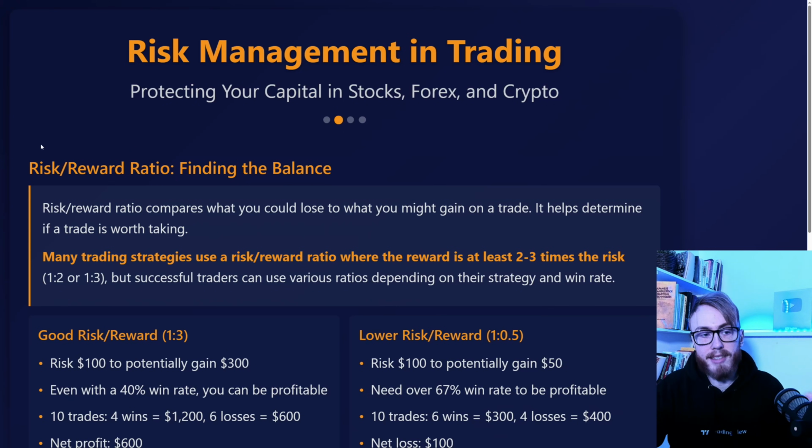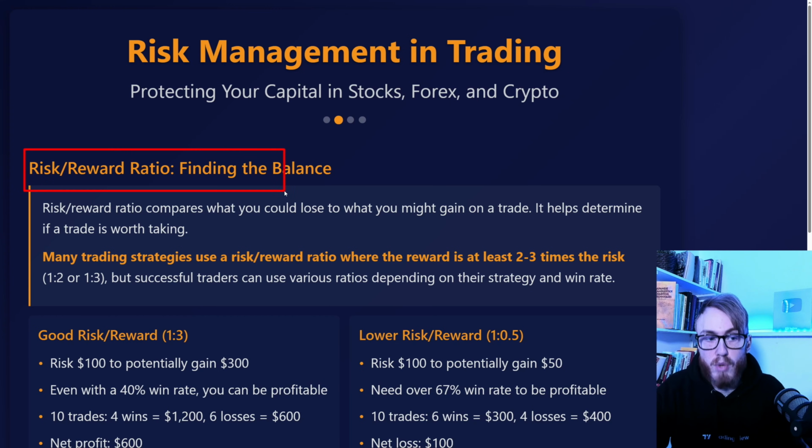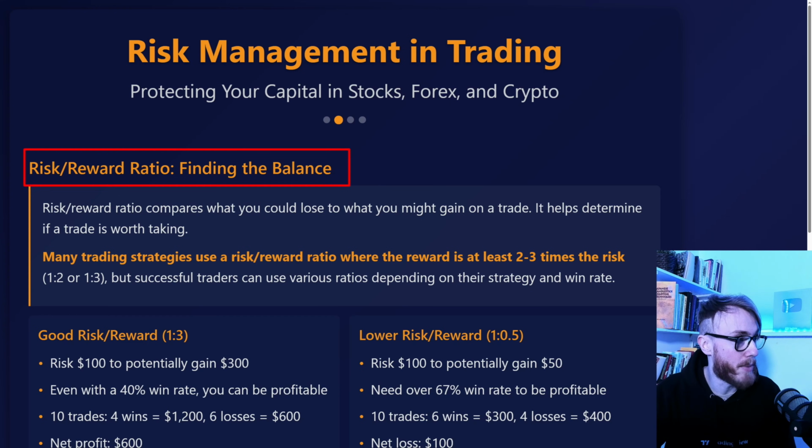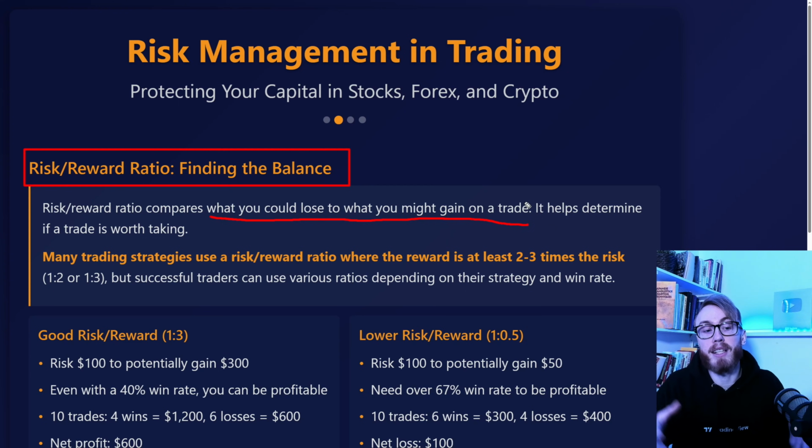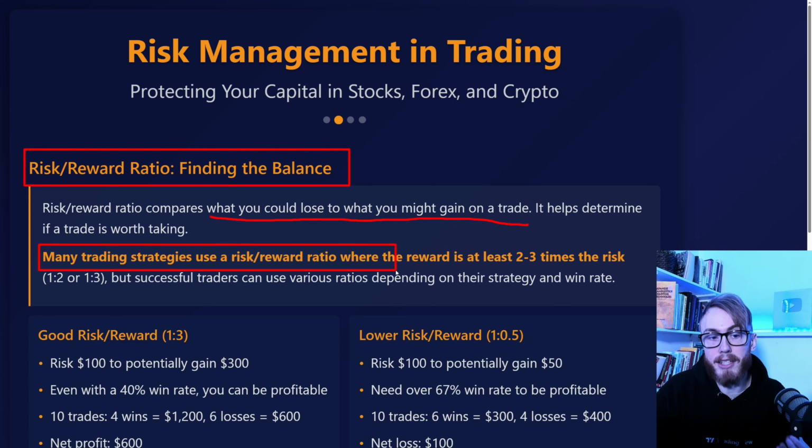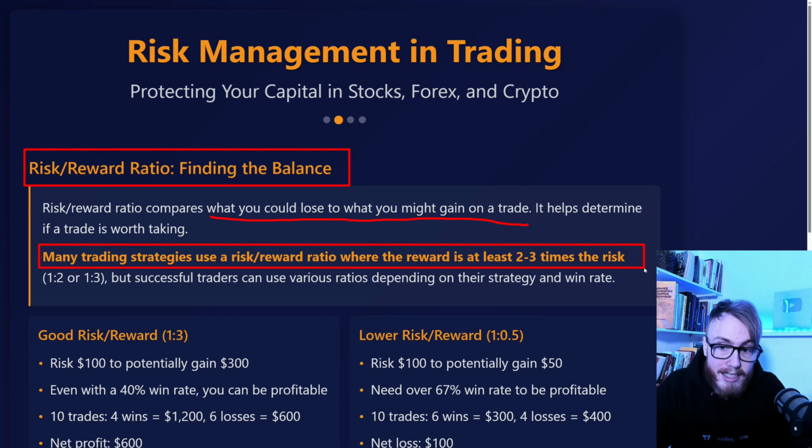But alright, so now let's actually take a closer look at the risk to reward ratio. This is one of the most important concepts to understand when it comes to risk management. And the risk to reward ratio basically compares what you could lose to what you could gain on a trade. So it basically helps you determine if a trade is worth taking or not. And here, many trading strategies use a risk to reward ratio where the reward is at least 2 to 3 times the risk.